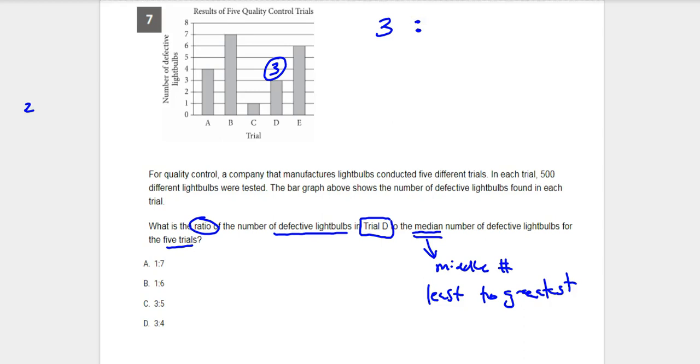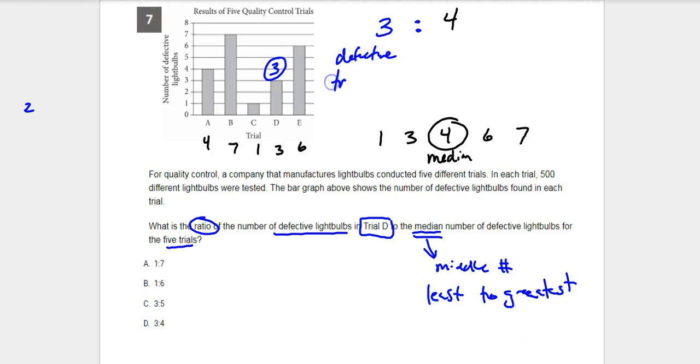Well, let's line these numbers up and find the median. So the numbers are 4, 7, 1, 3, and 6. So putting them in order, we go 1, 3, 4, 6, and 7. So the median number would be 4. So if you look up here, what I have is the defective for trial D compared to the median defective. And so that's 3 to 4. So the correct answer for this one would be D.